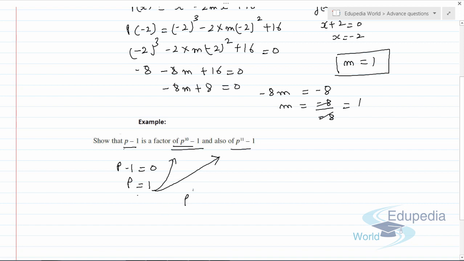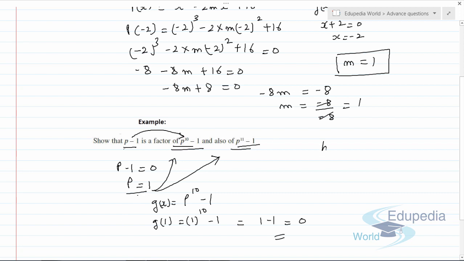So p of 10 minus 1, let's write it as g of x. This means we write g of 1 equals 1 raised to power 10 minus 1. 1 raised to power 10 is always 1, so 1 minus 1 is 0. So this means p of minus 1 is a factor of this. Now check for this.